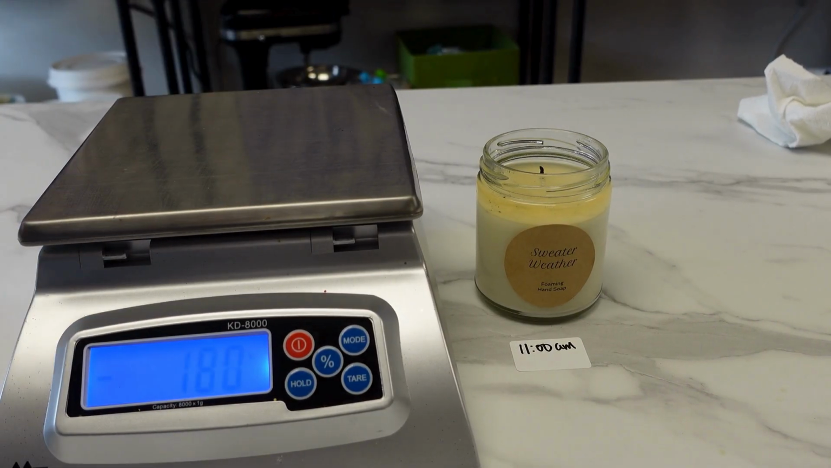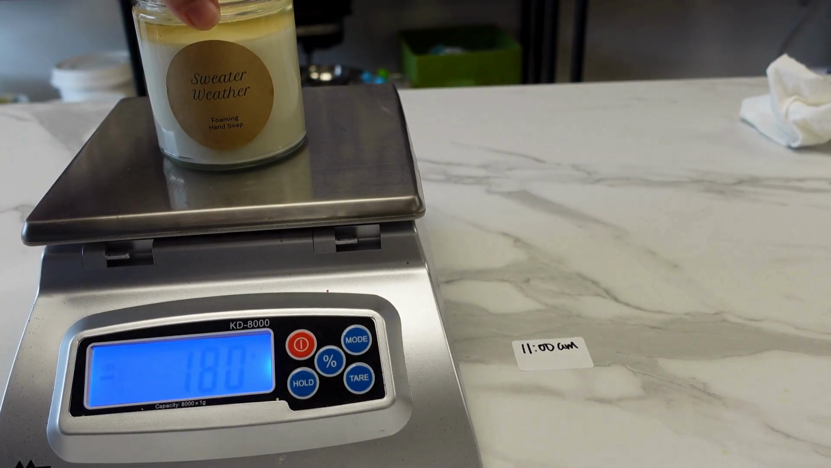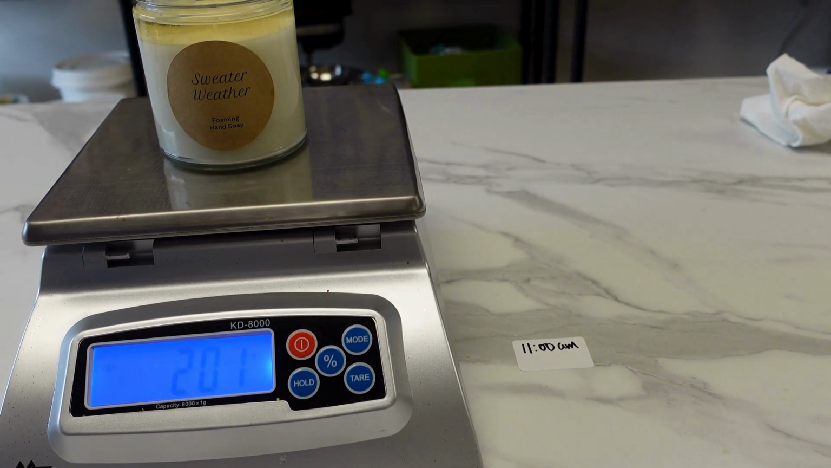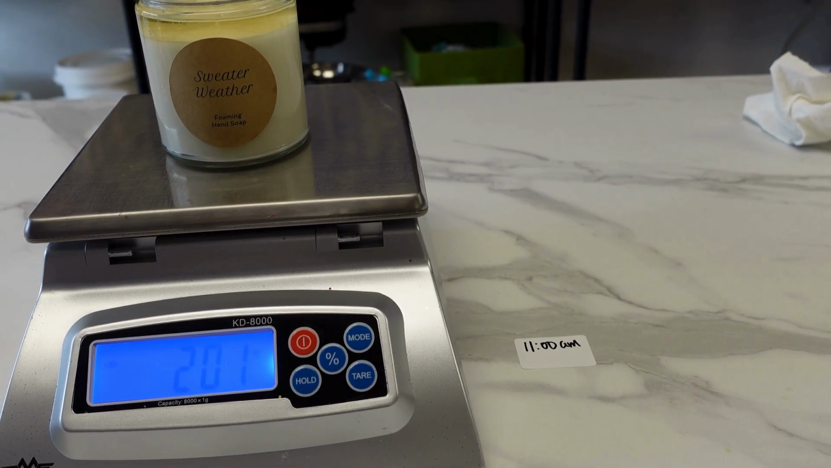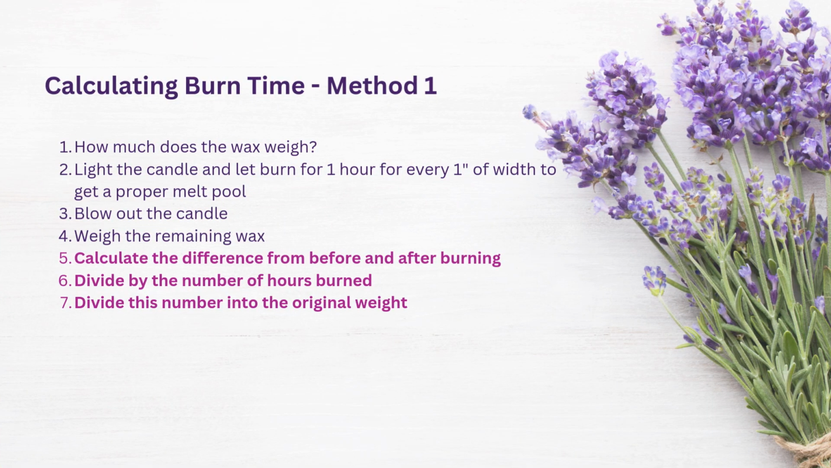After the 2.5 hours we blew out the candle and took the weight again. Remember, we only want to weigh the wax. This time our weight was 201 grams. Therefore the wax used was 13 grams. Now here comes the math. To recap our method, we have done steps 1 to 4. We are now going to do steps 5 to 7.